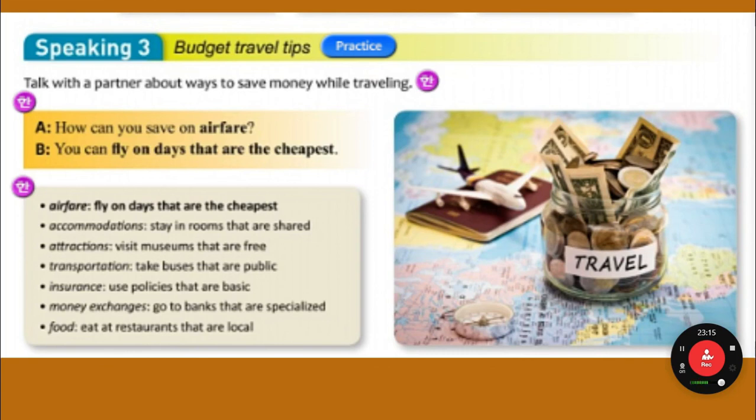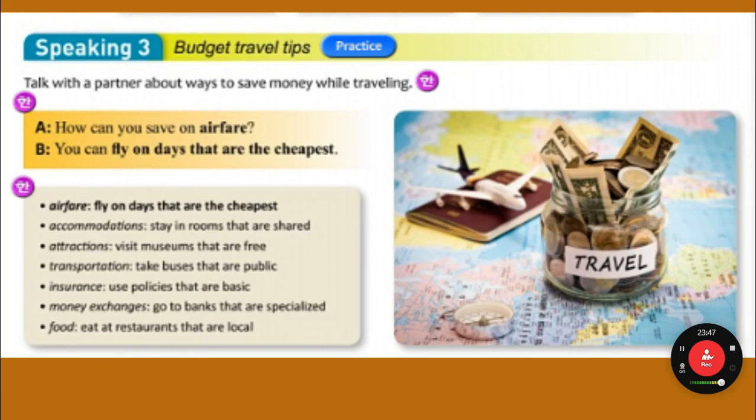Listen and repeat. How can you save on airfare? You can fly on days that are the cheapest. Some days are more expensive to fly on than others. So when you look for your plane fare, look for the 3 days before and the 3 days after. If you can change your date, like you have a month off or 2 weeks off, check the dates before and after you plan to leave, and some of those days will be cheaper.